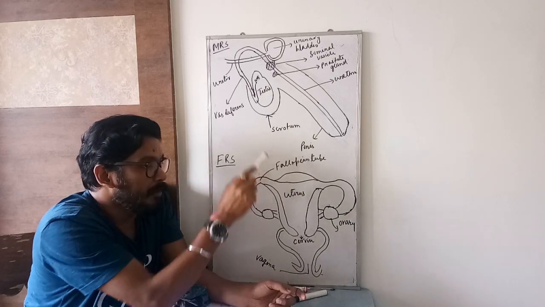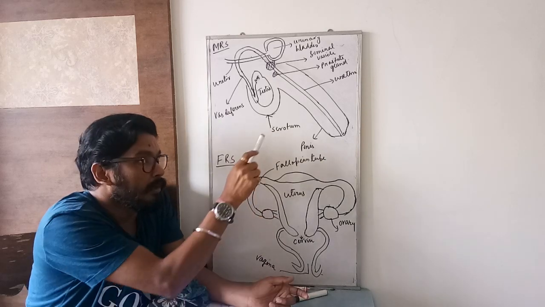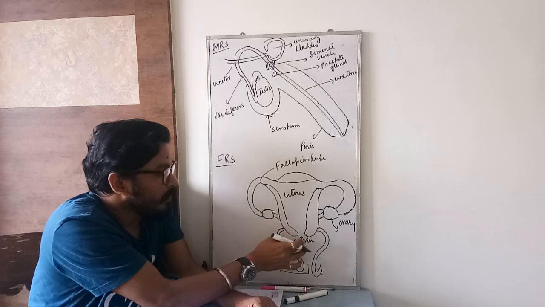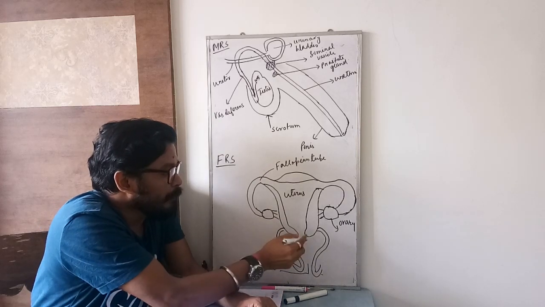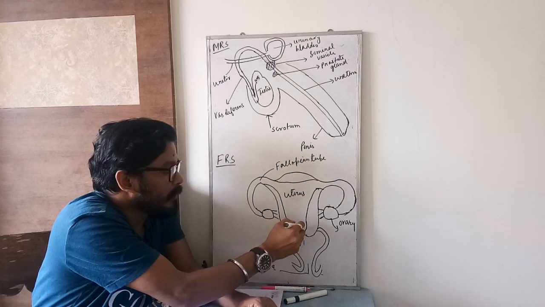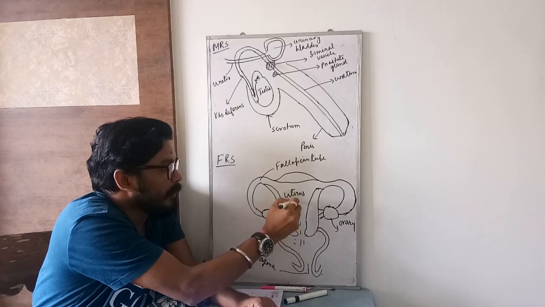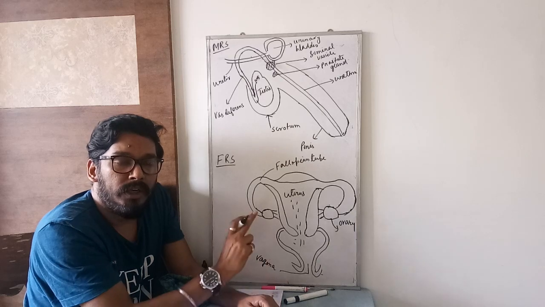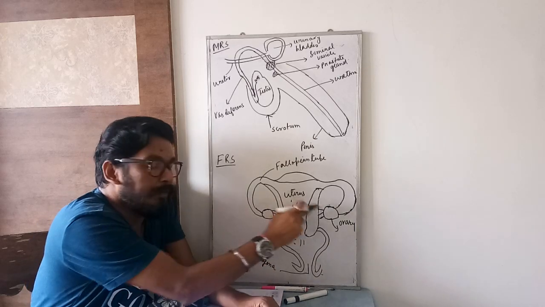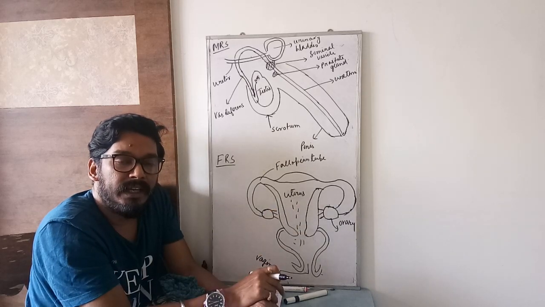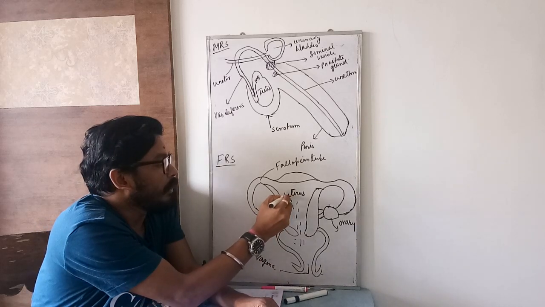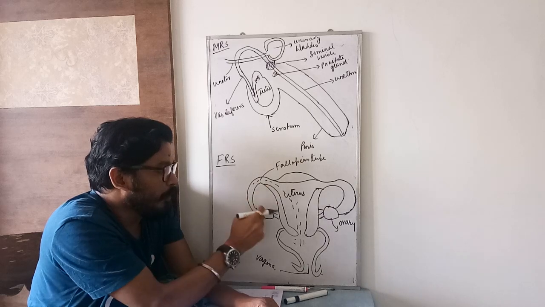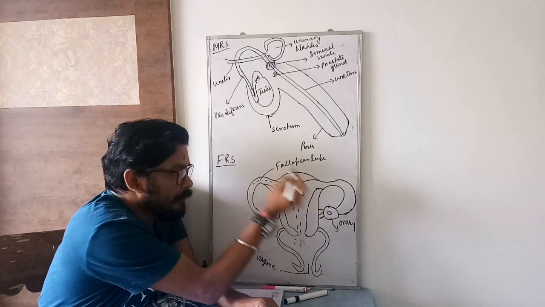So sperms will be introduced into the female body through the vagina with the help of the penis. Now suppose the sperm has entered the vagina. Now only the healthier sperm can reach up to the egg and can fertilize the egg. Suppose a sperm went in this part. So when it goes in this part, suppose the egg is here now.